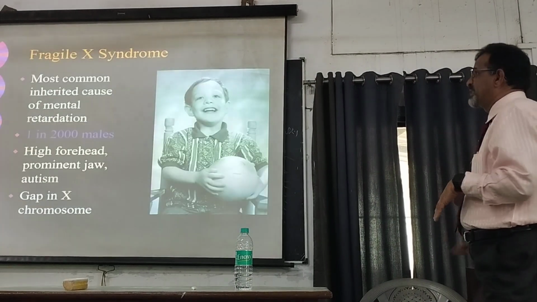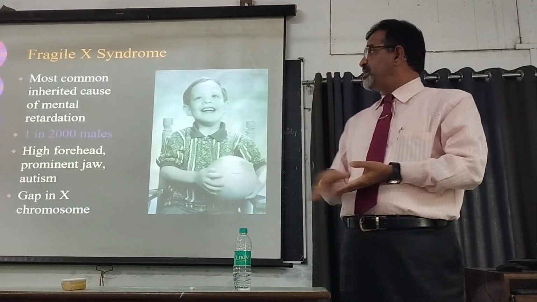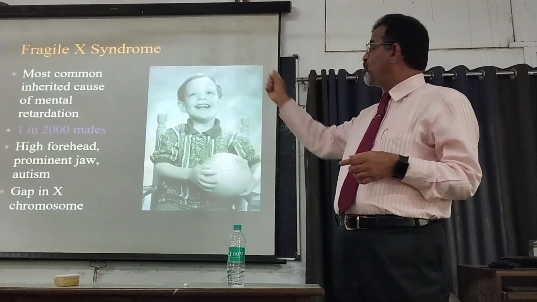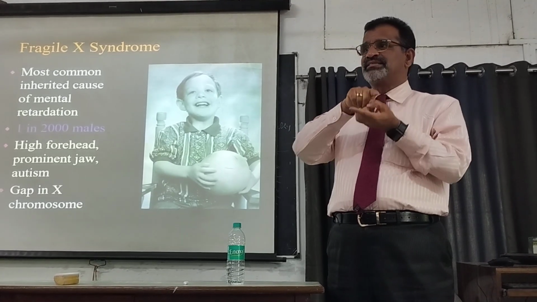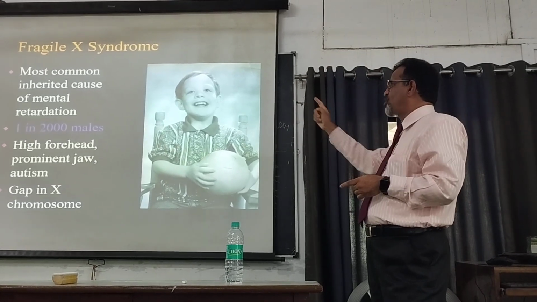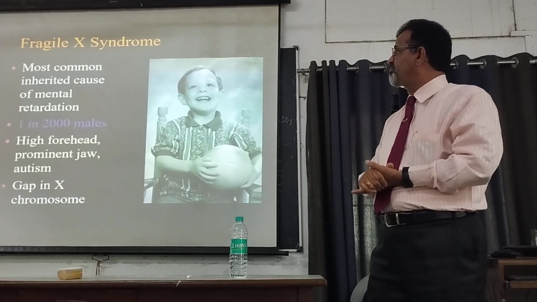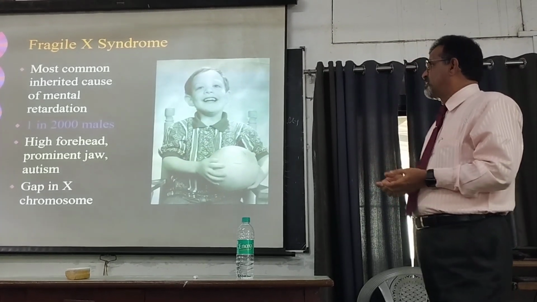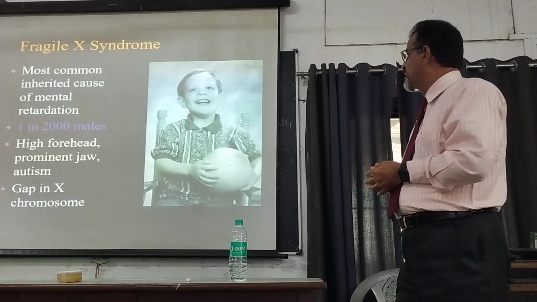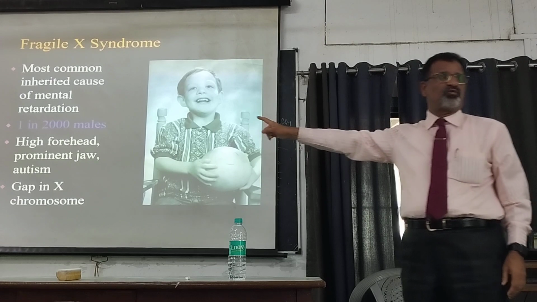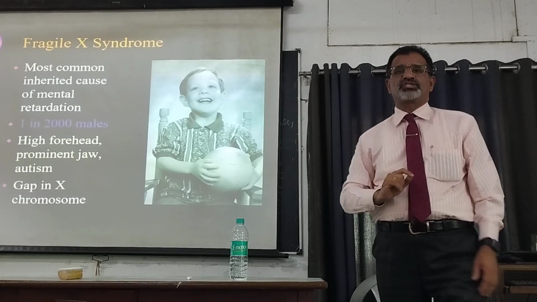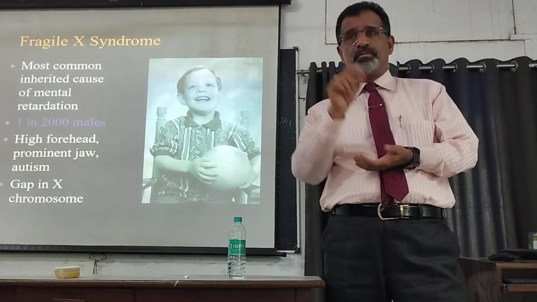Okay? Here you can see fragile X syndrome. This is found in both, but more common in males. The X chromosome of the boy is weak. That's called fragile. And in case of fragile X syndrome, the most common inherited cause of mental retardation. This is found in 1 in 2,000 males across the globe. The features, if you look at this boy, you can see high forehead, prominent jaw, and autism. So there is a gap in the X chromosome, and that is the problem. Okay.